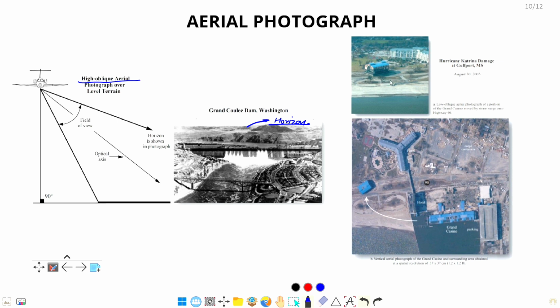Here are also two photographs of the same place at the same time. That is a hurricane. After a hurricane, photograph analysis is done. It is a vertical photograph. You can see the top view of everything, and the side profile with the help of a low oblique photograph. So these are some examples of aerial photograph. Now moving further.